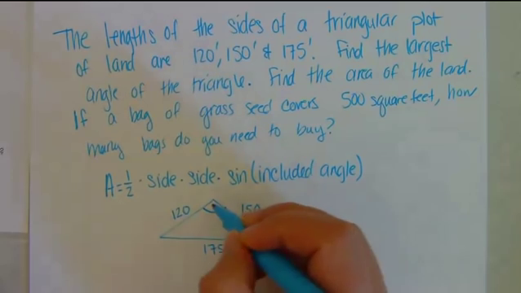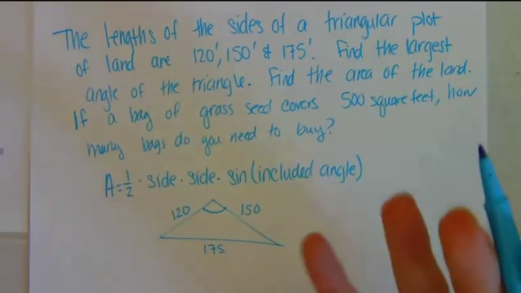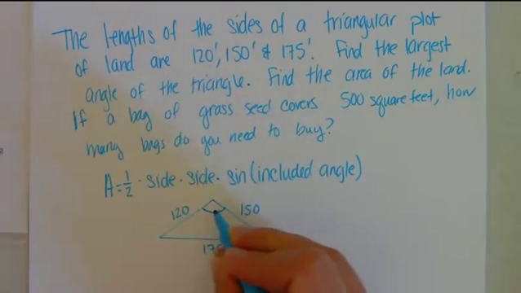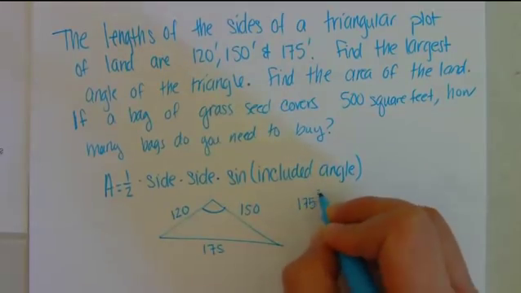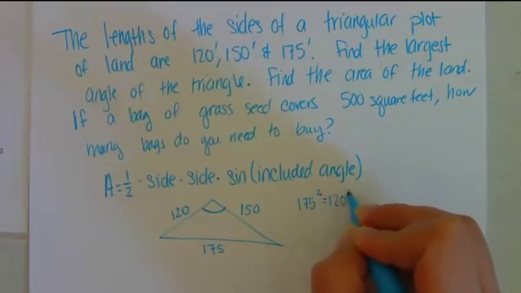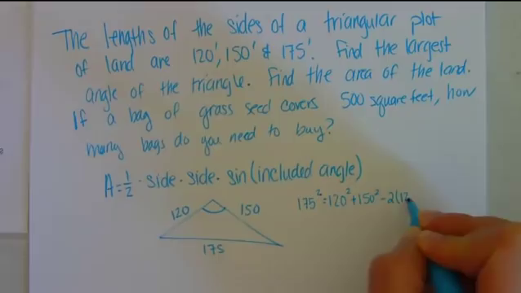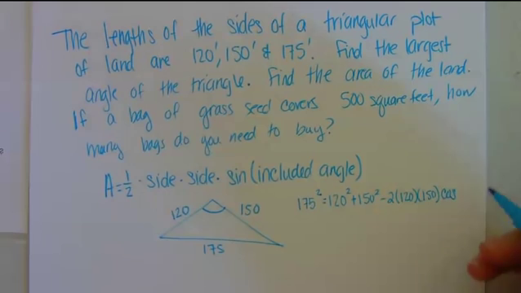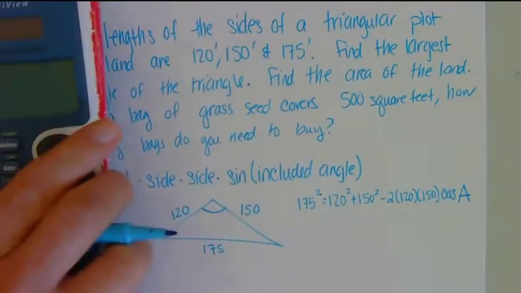So we're going to go ahead and find this. Notice that we don't have a match. We have all sides. So when you don't have a match, you have to use the law of cosines. If I'm looking for this angle, then this is the side that I'm going to have squared over here. So 175 squared equals 120 squared plus 150 squared minus 2 times 120 times 150 times the cosine of my angle. So let's just call it A for apple.